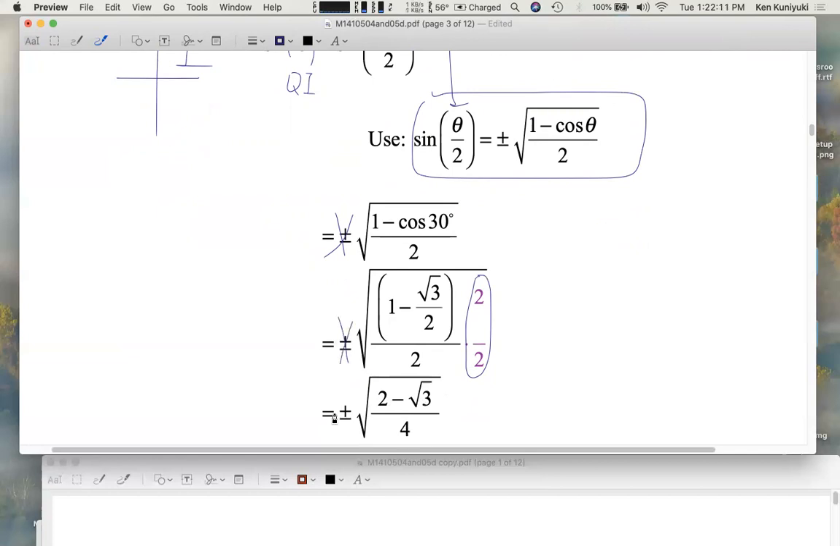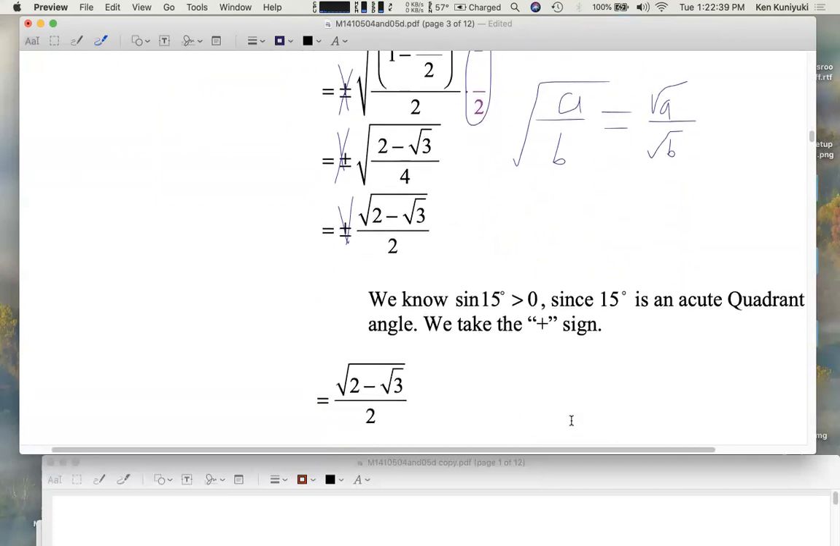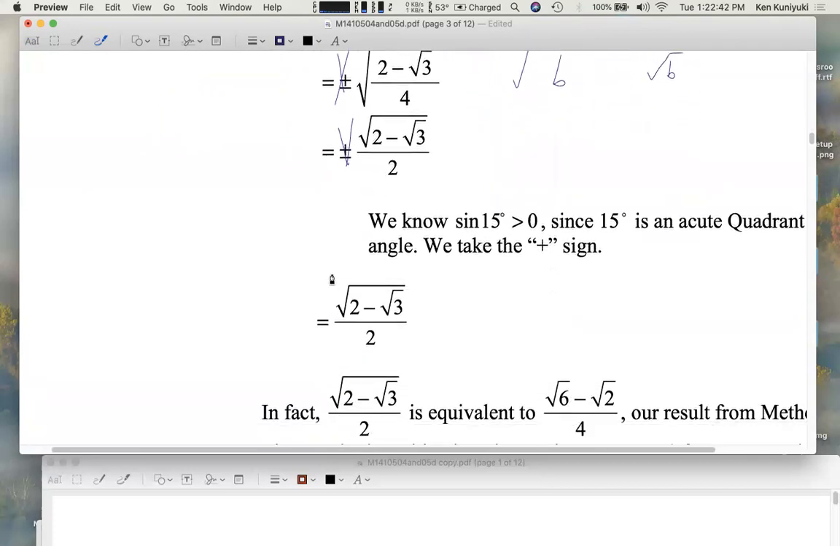Again, we can delete the plus minus symbol at this point. We know that this will be positive. The sine of 15 degrees is positive. Okay, now down here, remember that we do have a rule for radicals. This does work. The square root of a over b, assuming these are both positive, is equal to the square root of a over the square root of b. The square root of 4 down there is going to be 2. Again, we can remove the plus minus, and we can get this as our final answer. So I'm claiming that this is another form for the sine of 15 degrees.